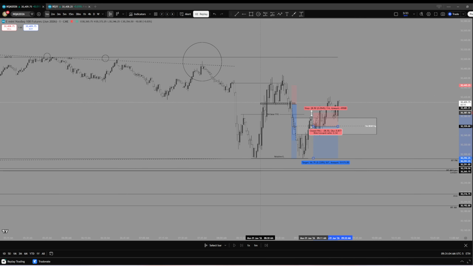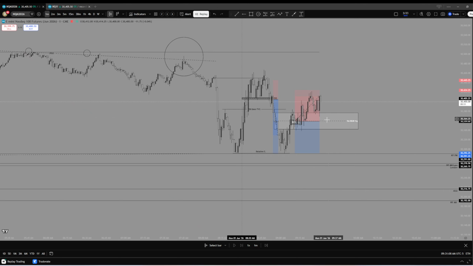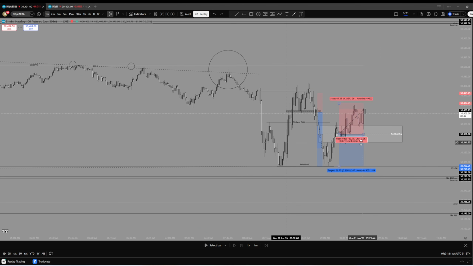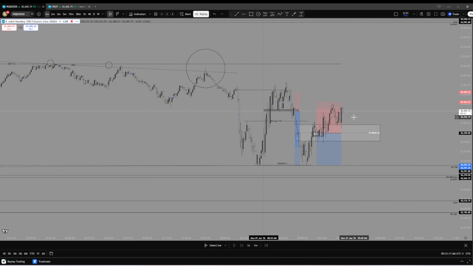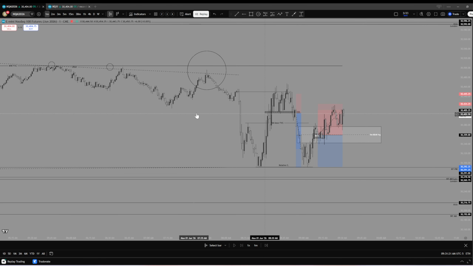Account is gone once again. Not even mad at it. I really like this trade. I think market is just failing to sweep liquidity on either side.